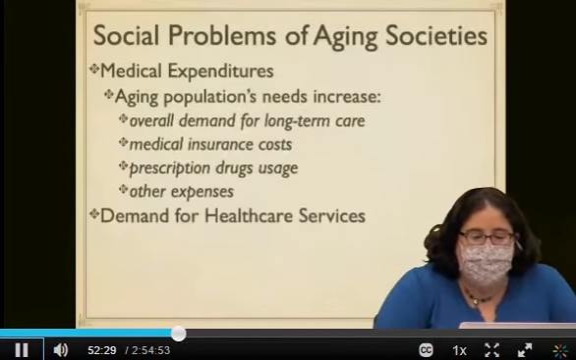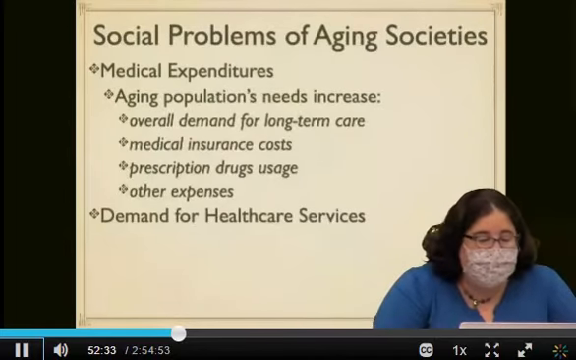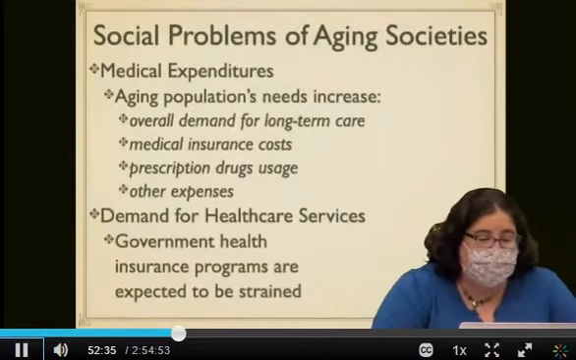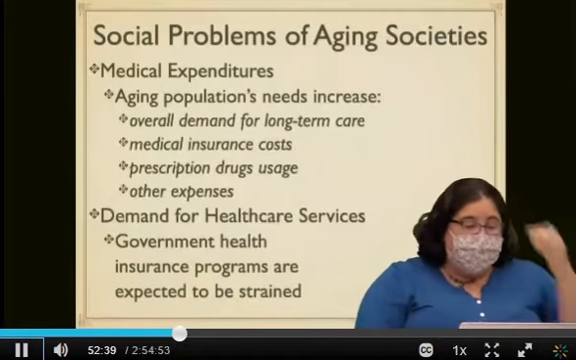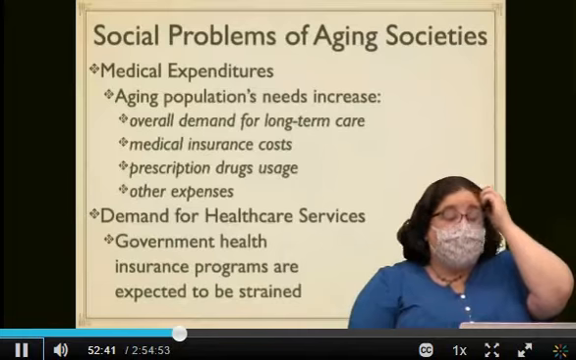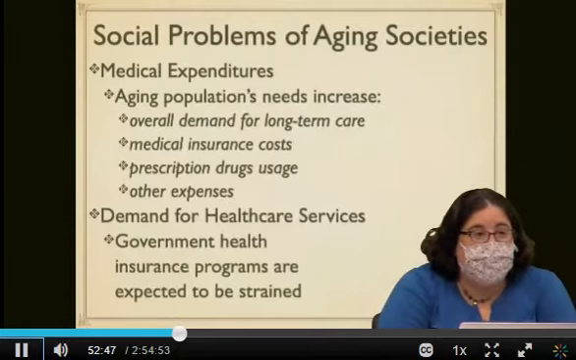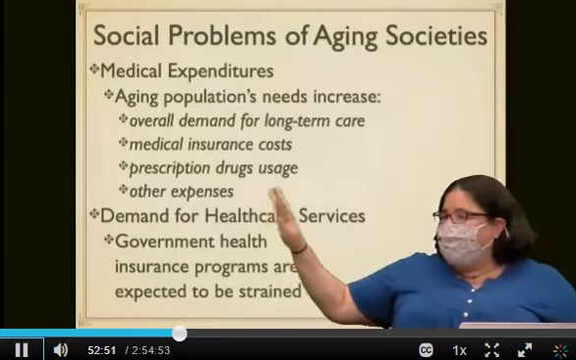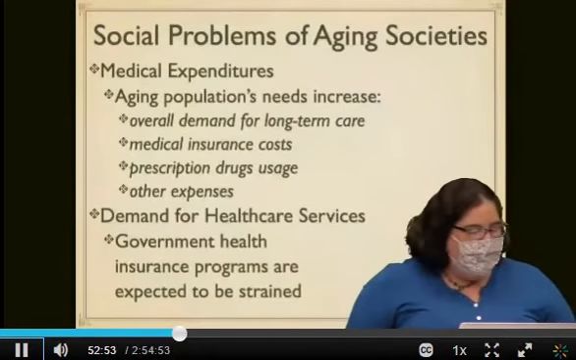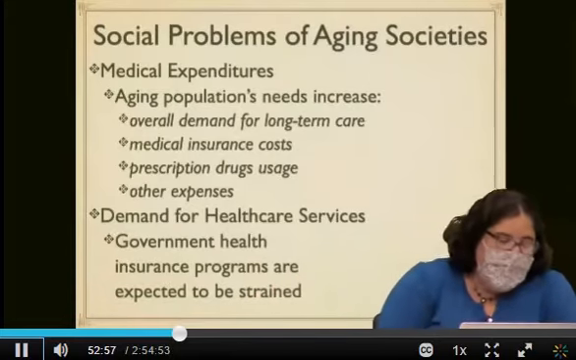And as we know, there's a huge demand for healthcare services. And because of that, government health insurance programs like Medicare, like Medicaid, and others are going to be very strained going forward. So that's a potential social problem. And I know I'm just setting up a bunch of problems and then moving on. We'll get to solutions at the end.